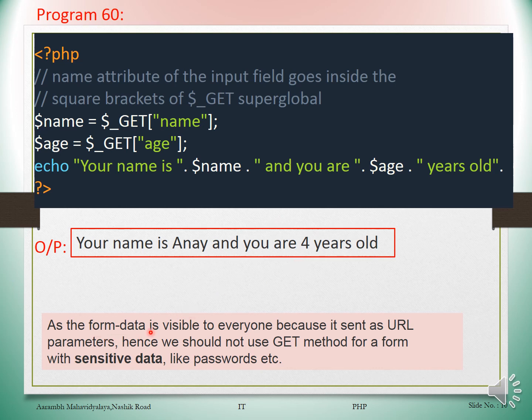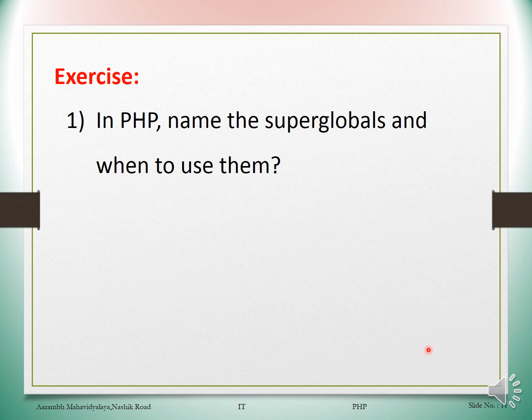As the form data is visible to everyone because it is sent in the URL parameter, we should not use the get method for a form with sensitive data like passwords etc. Remember it very neatly. Therefore it is again highlighted. Okay, we will stop here.